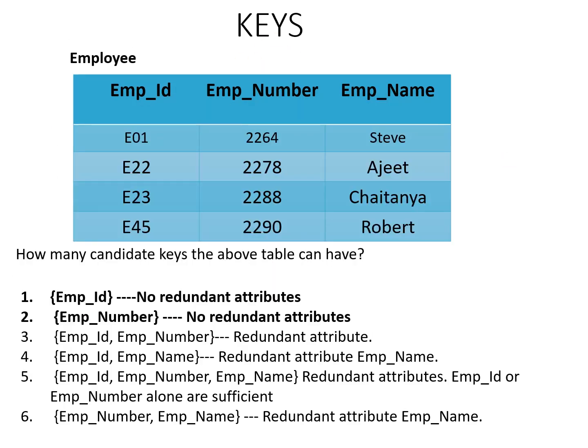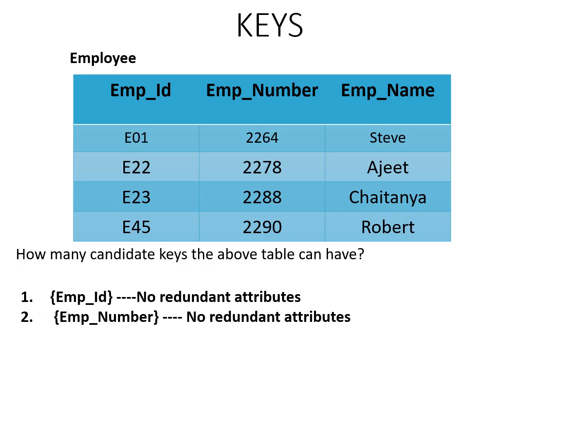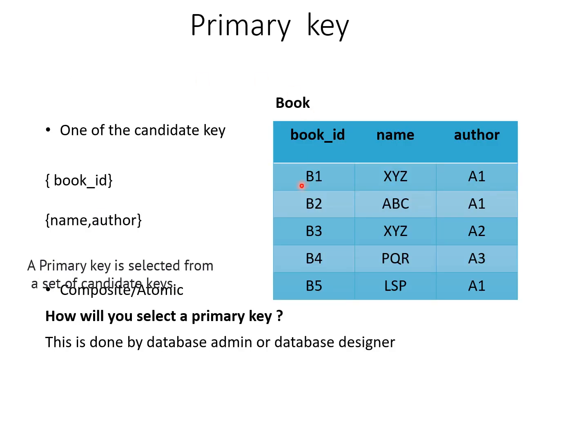So what are the candidate keys which you could see? Employee ID or employee number could be called the candidate keys. All the others are a bunch of super keys, where you have to take those keys which are not redundant. Super keys which are not redundant are nothing but the candidate keys. Hope you got it. And now coming over to primary key. Primary keys are nothing but one of your candidate keys.